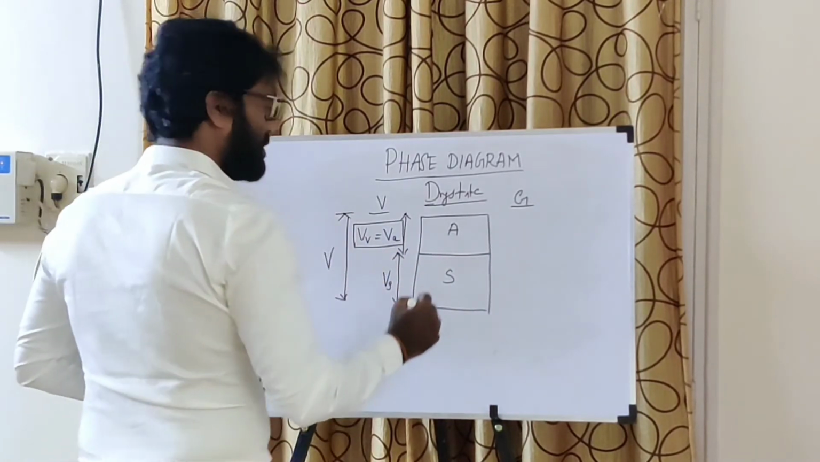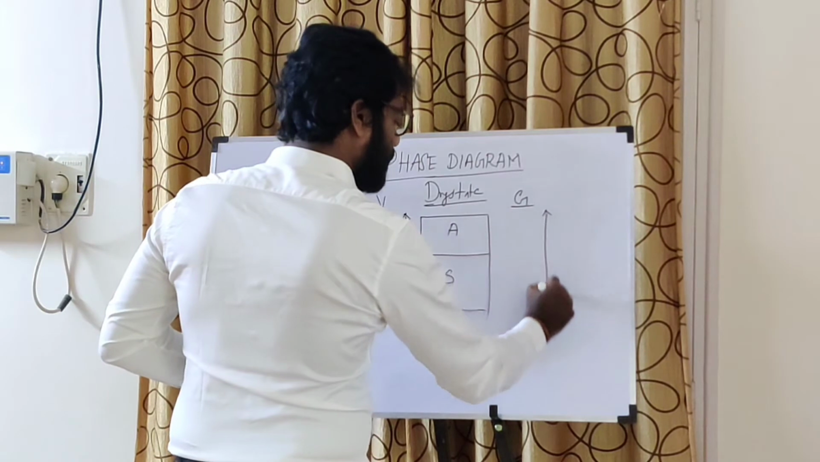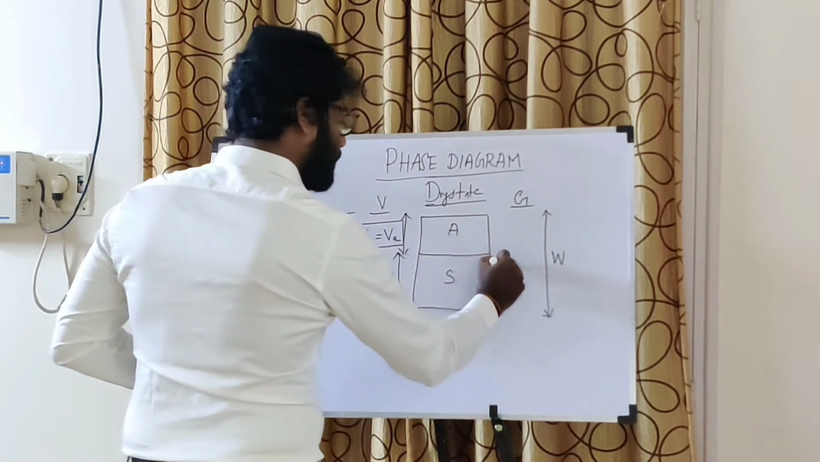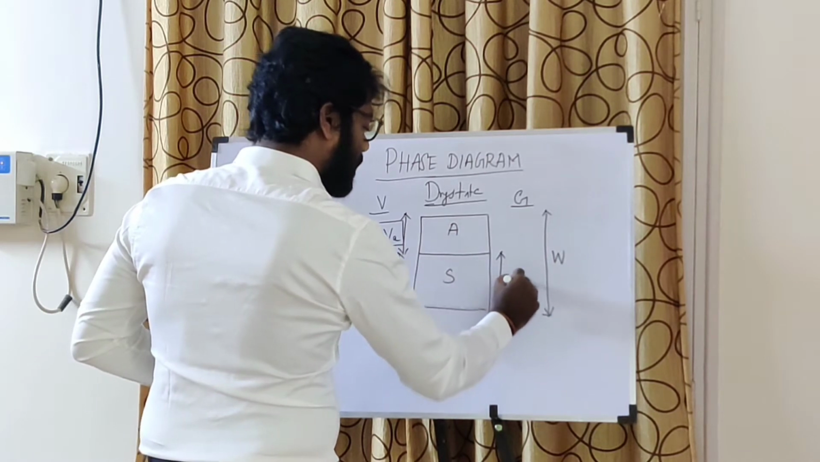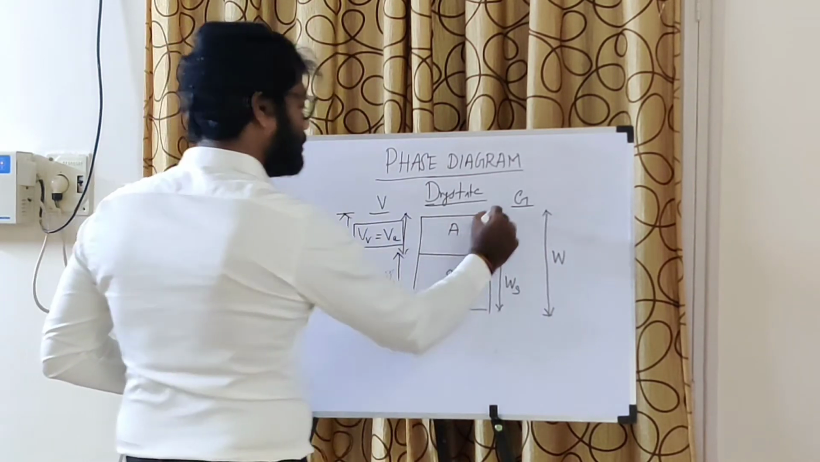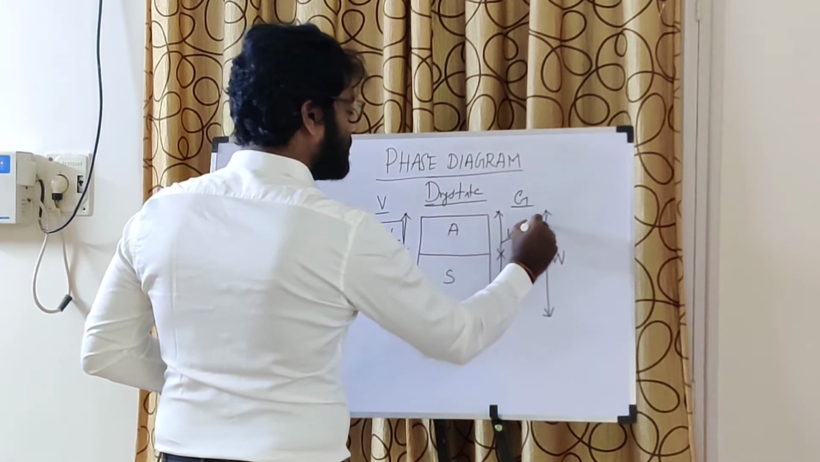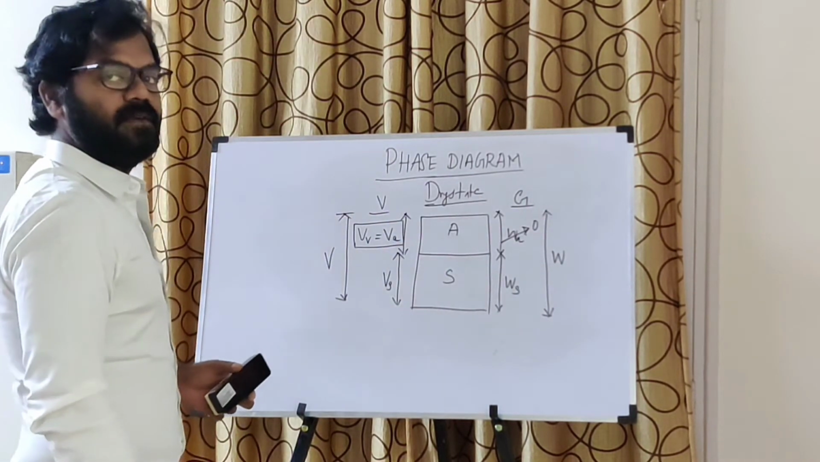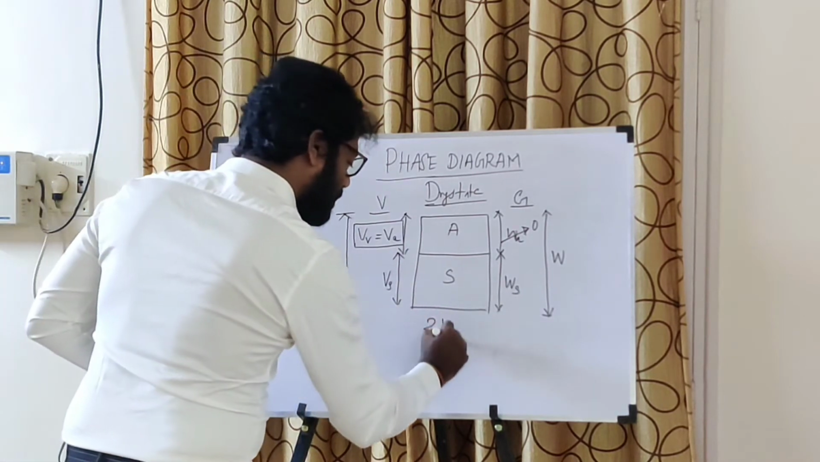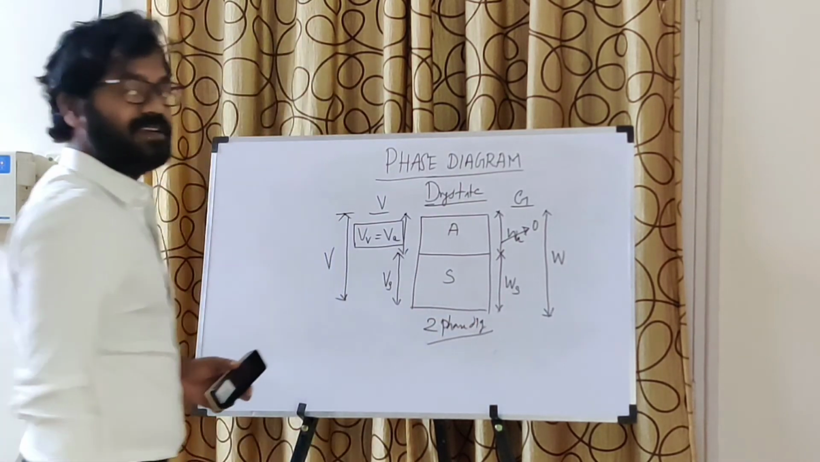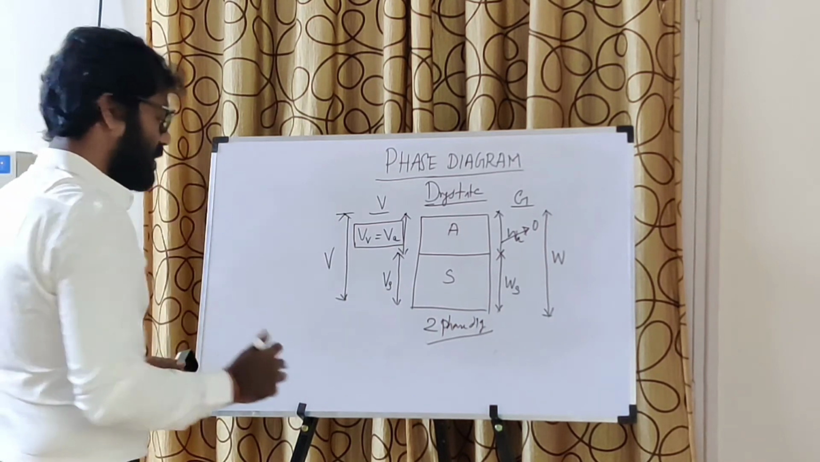Then go for gravimetric representation. Total weight of the soil mass, total weight of the solids, weight of air, and we will assume it as 0, right? And this is your two-phase diagram for the dry state of soil mass, right?